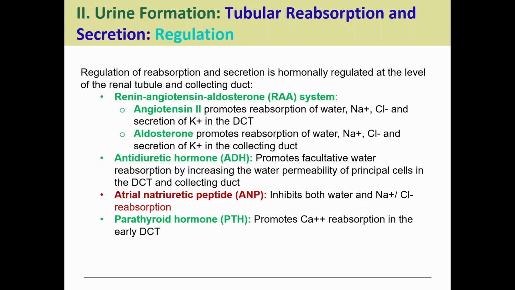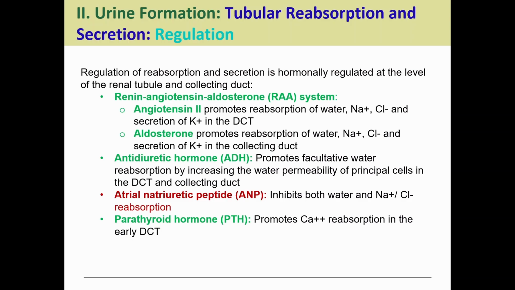Now, how is this regulated? A lot of this comes down to the various hormones when it comes to the tubule and collecting duct. We have the renin, angiotensin, aldosterone system. Again, angiotensin 2 is going to help us reabsorb water, sodium, chloride, as well as get rid of potassium. Aldosterone will do the same thing, but in the collecting duct.